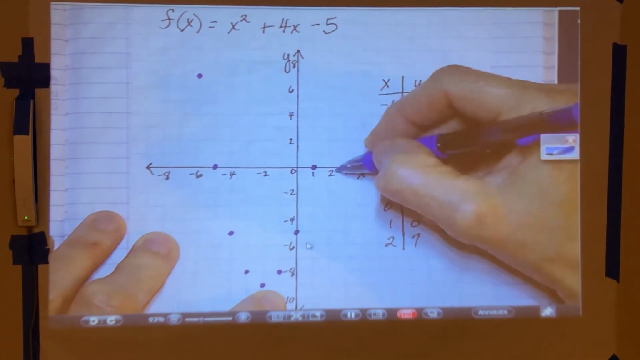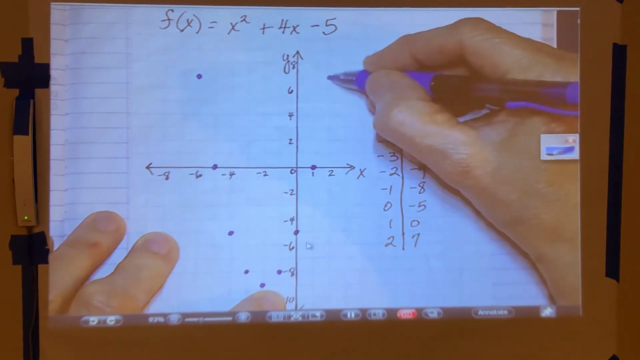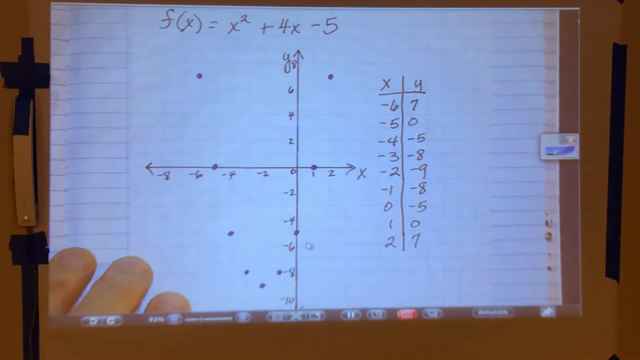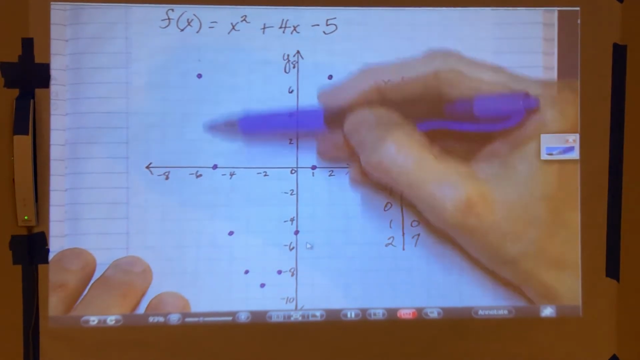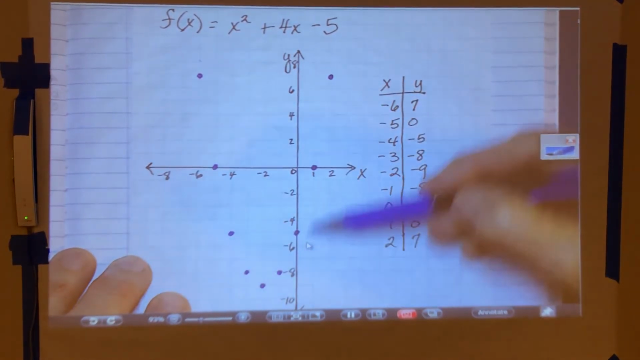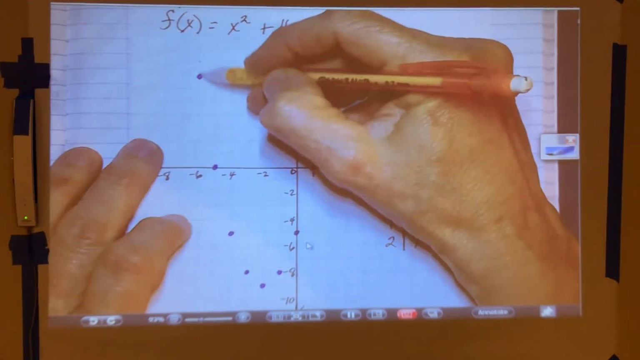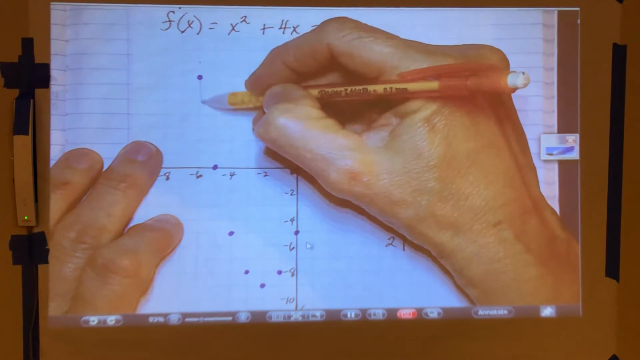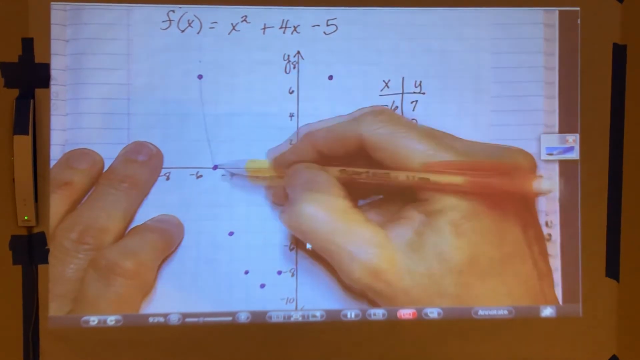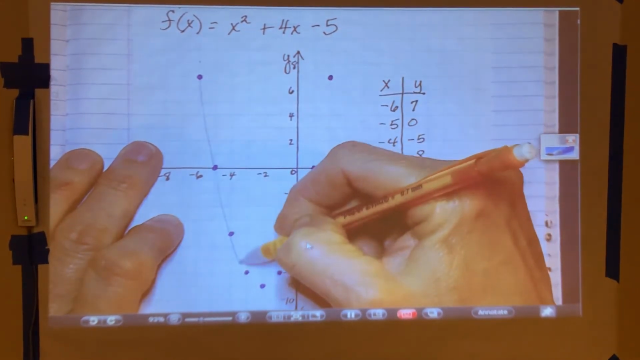0 and then 2, 7 will be up here. And so you can kind of just see how if you were to connect the dots in a flowy line, and I'm going to do this in pencil because sometimes you have to erase. These are so far apart. And as you're building these, you just make them as smooth as you can.